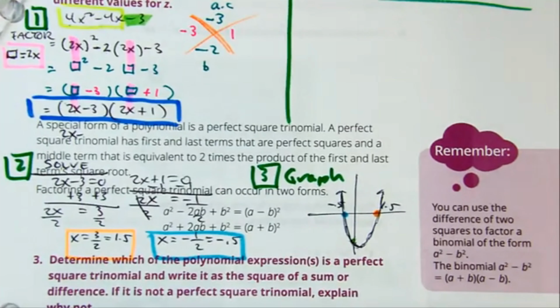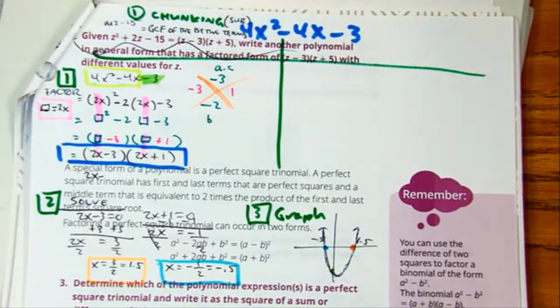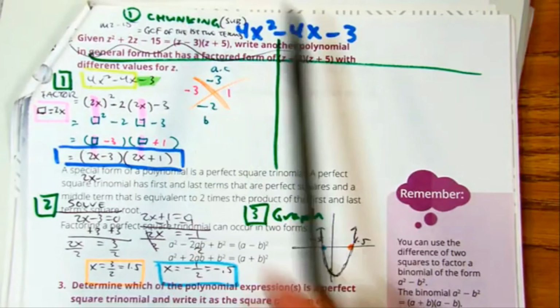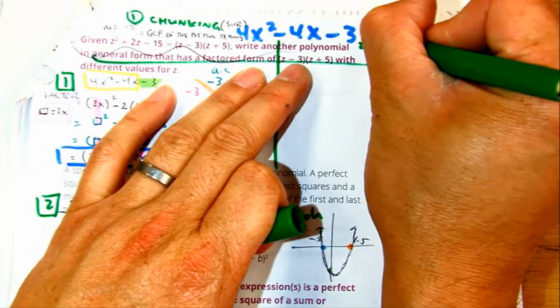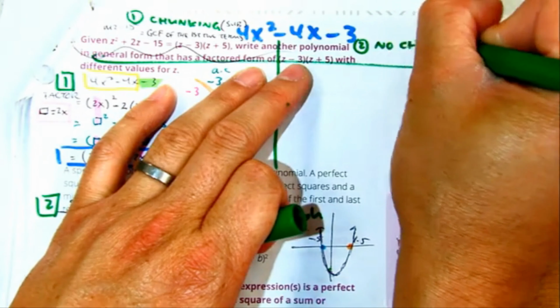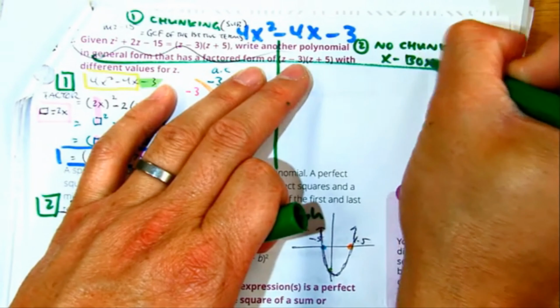Now you might look at a problem like this and you eventually might say, Mr. Ng, I don't know when to use chunking method. Well, here's the wonderful thing. You don't have to chunk. You can do something we've done before called X box.